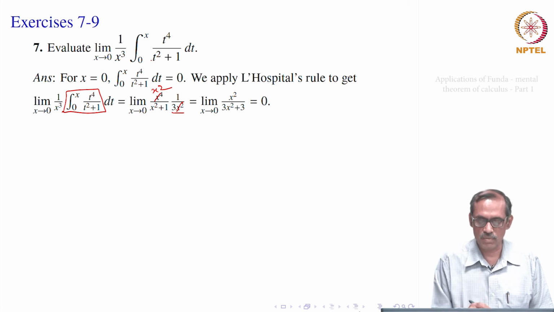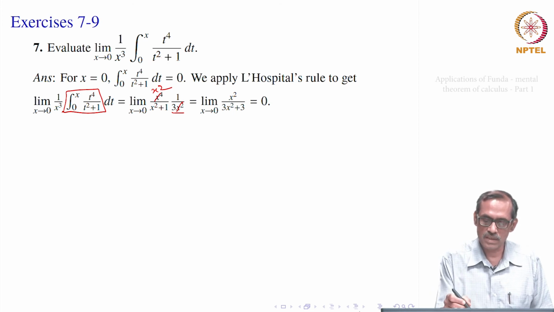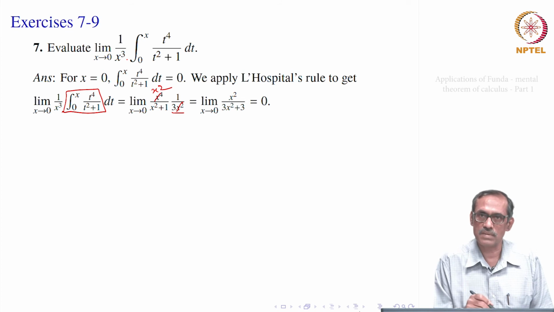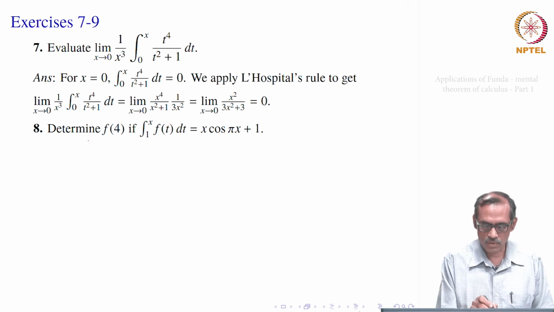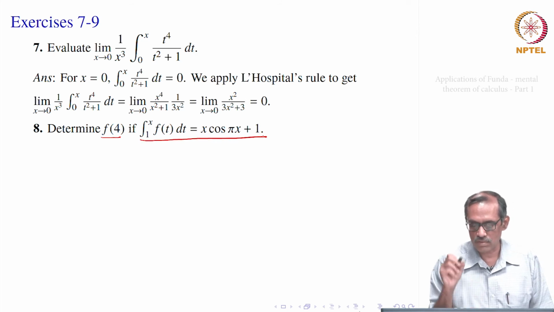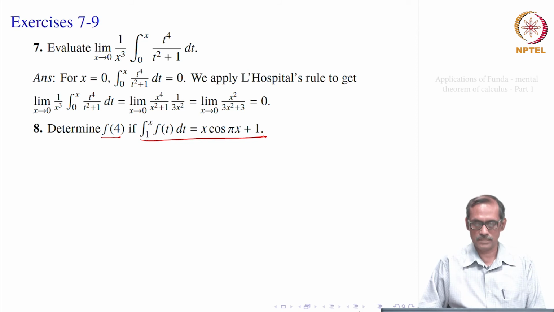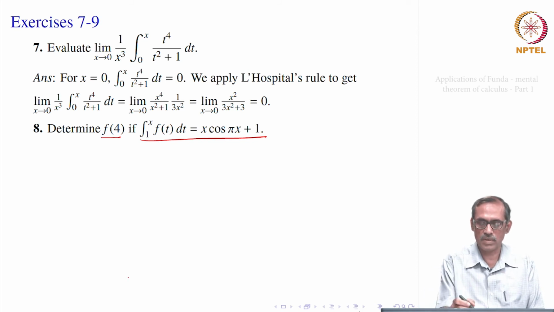So, there can be simpler ways, we have to really find out which one becomes simpler. Sometimes the other method can be simpler, that is evaluate the integral and then do it instead of doing this way directly. Let us see the next problem. So, here we want to determine f of 4 given that integral 1 to x f of t dt equal to x cosine pi x plus 1. We have no idea on f, but only given that integral of f is something.